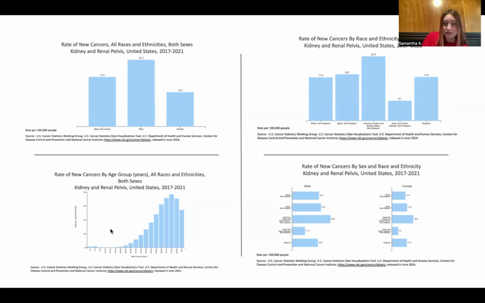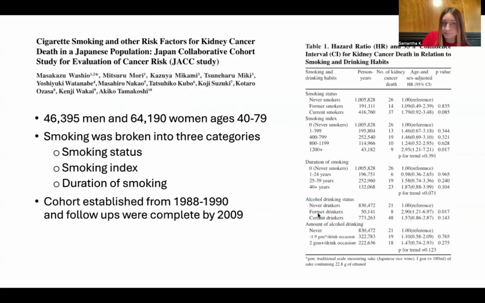This graph shows the rate based on age. As you can see, as age increases, the rate of cancer also increases, with the highest rate seen between 75 to 79 years old. And this graph throws these two together, and it shows the difference between sex and race and ethnicity. It just shows the same trends that are seen up here.